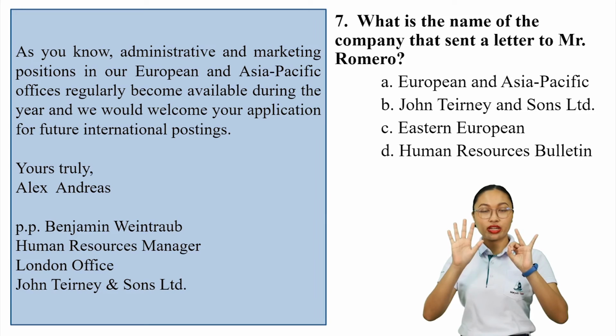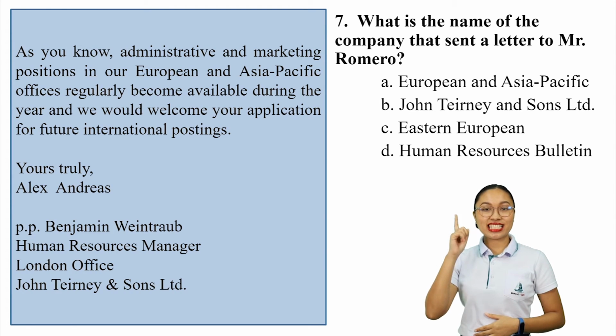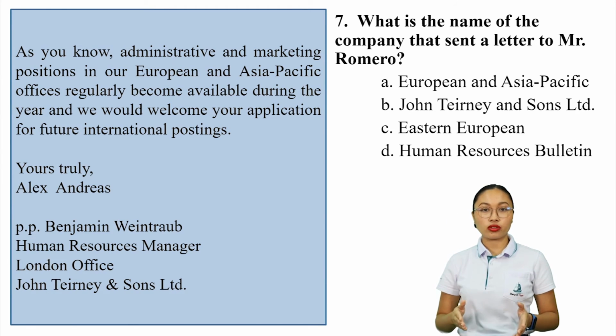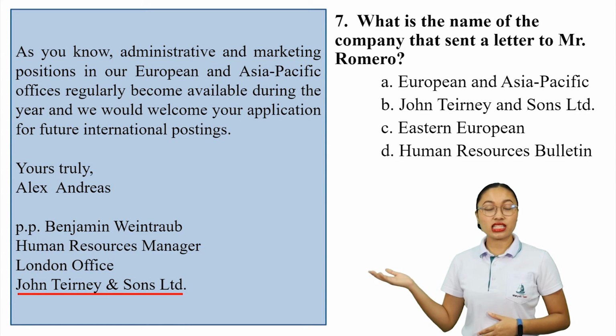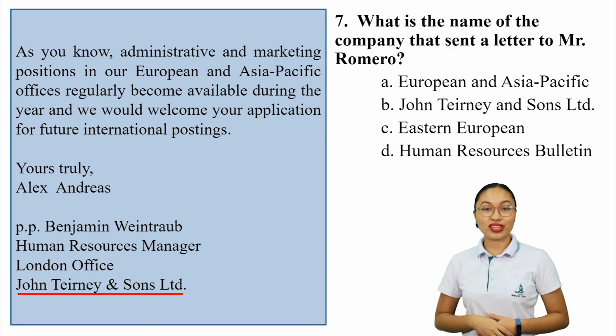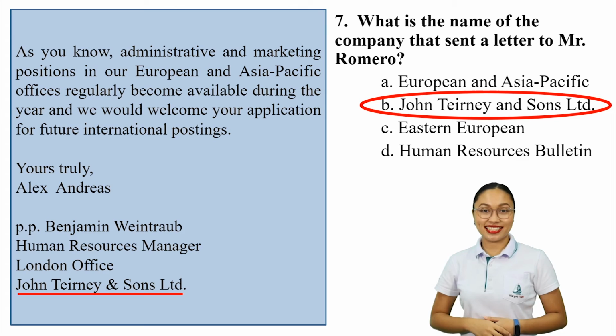Question number 7. What is the name of the company that sent a letter to Mr. Romero? Letters A and C are the places available for the international positions as representatives. Human Resources Bulletin is the department where the letter came from and not the company itself. The name of the company is found in the last part of the letter. Therefore, the answer is letter B, John Tierney & Sons Limited.